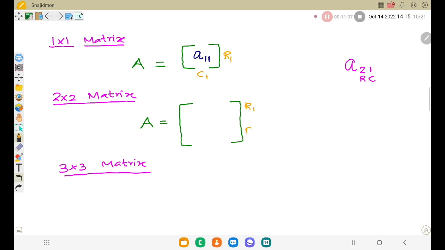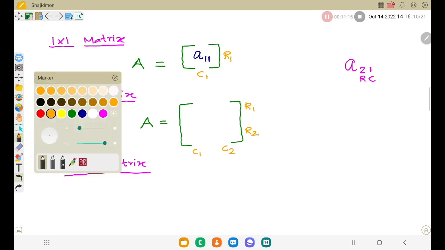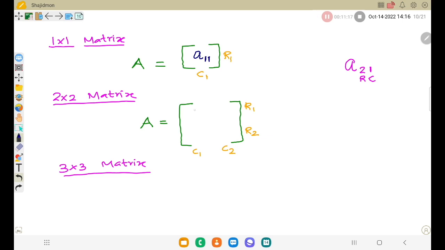First row, second row, column number 1, column number 2, correct? Because it is 2 by 2: 2 rows and 2 columns. So how can we write the numbers inside? First, A, first row, first column, A11. A, first row but second column. A, second row but first column. A, second row but second column, A22, correct? So this is the general representation of a 2 by 2 matrix.